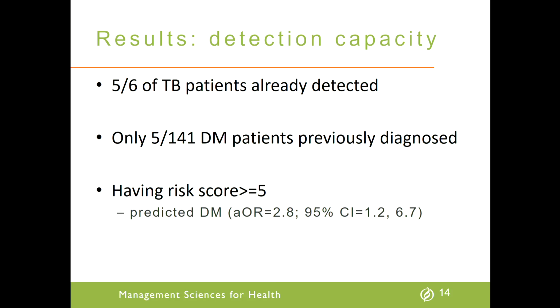In terms of detection capacity, this is the exact reverse of the experience from Europe. We detected 6 patients, and 5 of them were already detected by the TB program. The patient was known. But on the other hand, among 141 patients with diabetes, only 5 were detected using the existing system. So we didn't have the capacity to detect diabetes, but we had the experience and the capacity to detect tuberculosis. So having a risk score of more than 5 also predicted a definitive diagnosis of diabetes. So this also has a potential to be used in such settings.